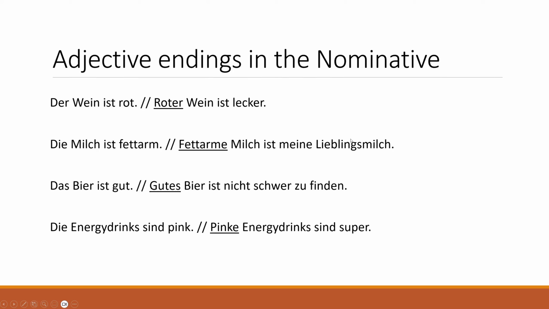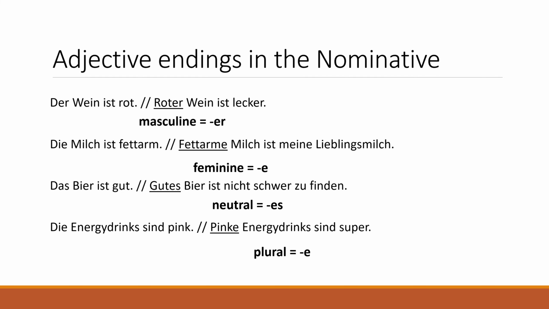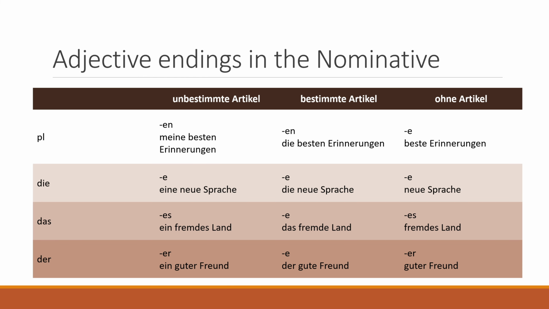Okay, so unpreceded masculine, ER. Unpreceded feminine, E. Unpreceded neuter, ES. And then in the plural, it's just an E. Okay? So here is all of that in all of its glory, right?